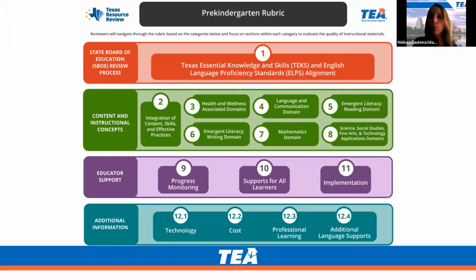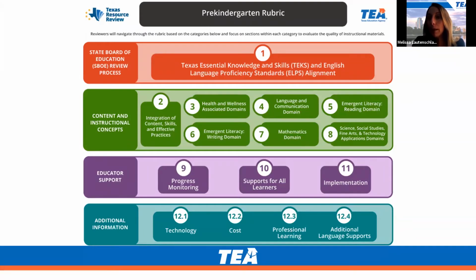Our rubrics for the Texas Resource Review have some similarities across contents, and then some very specific components for the content and the specific grade level. In this case, for pre-K, all products have a first section that helps you understand what the alignment was to the standards, which is that process of the State Board of Education, and we use that to show and represent the percents across the domains.